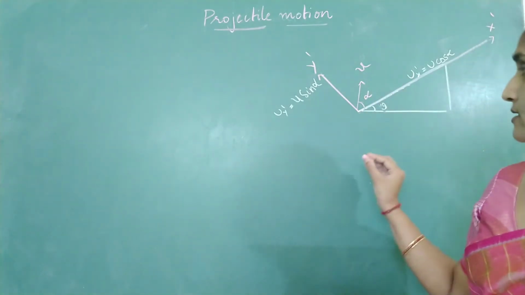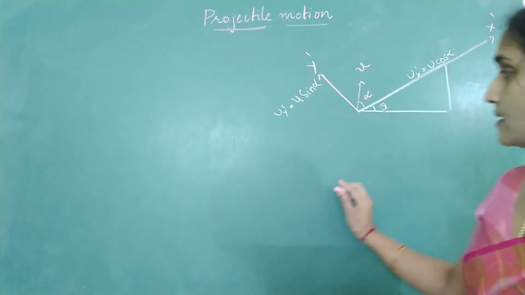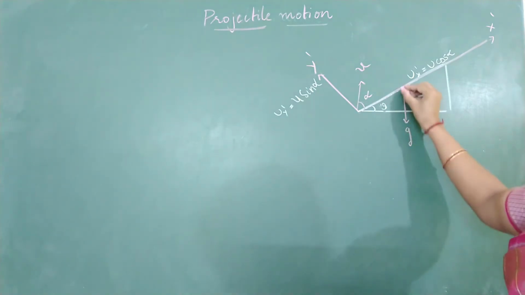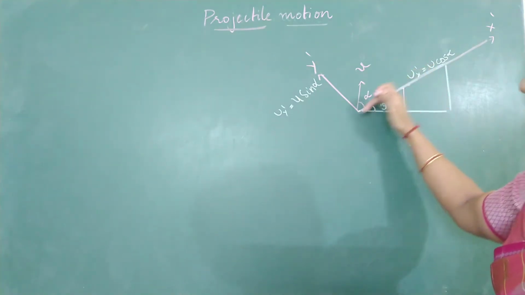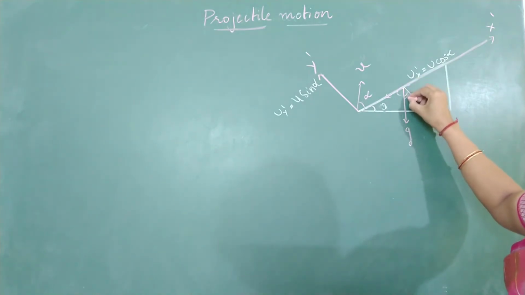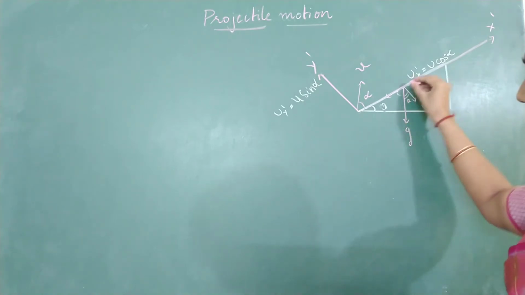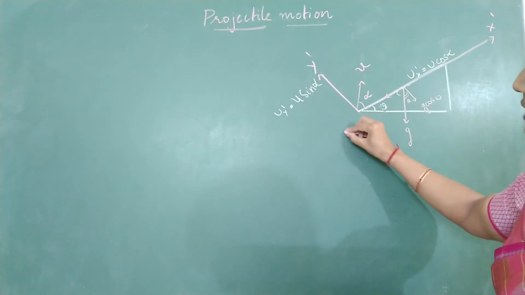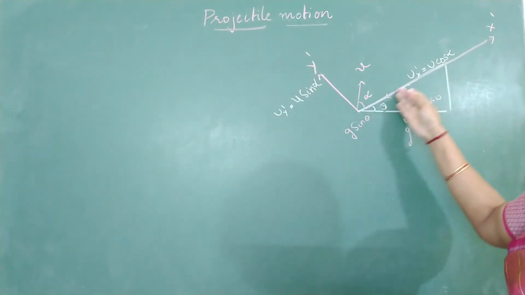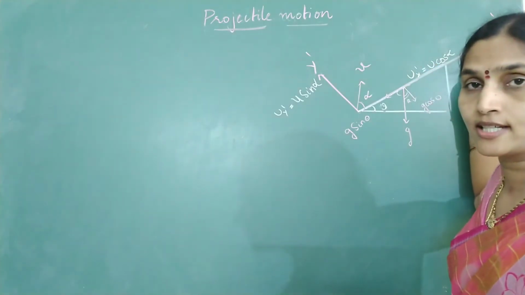Similarly, acceleration due to gravity, small g, we are also going to resolve into components. If g acts in the vertically downward direction, we know down the inclined plane we get g sin theta. Perpendicular to the inclined plane, it will be g cos theta. Along the downward direction we have g sin theta.